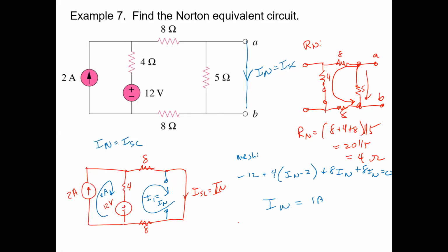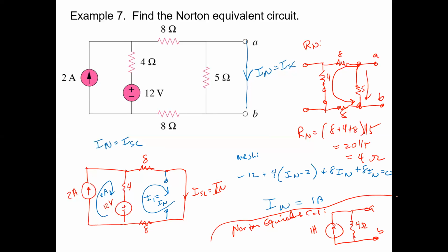So our Norton equivalent circuit of that circuit is a 1 amp source in parallel with a 4 ohm resistor. So 1, 2, 3, 4, 5, 6 components can be replaced with 2. It has the same effect at terminals A, B.